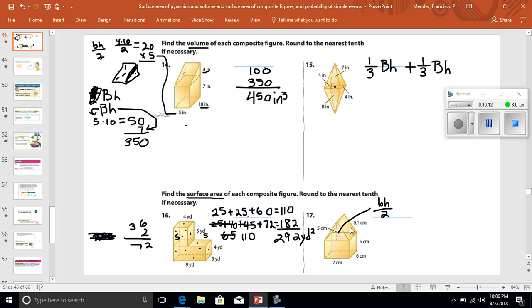And then these are just rectangles, and everything around there besides these two areas here and here, they're going to be just base times height that you will put together. All right, I'm going to move on to number 18.